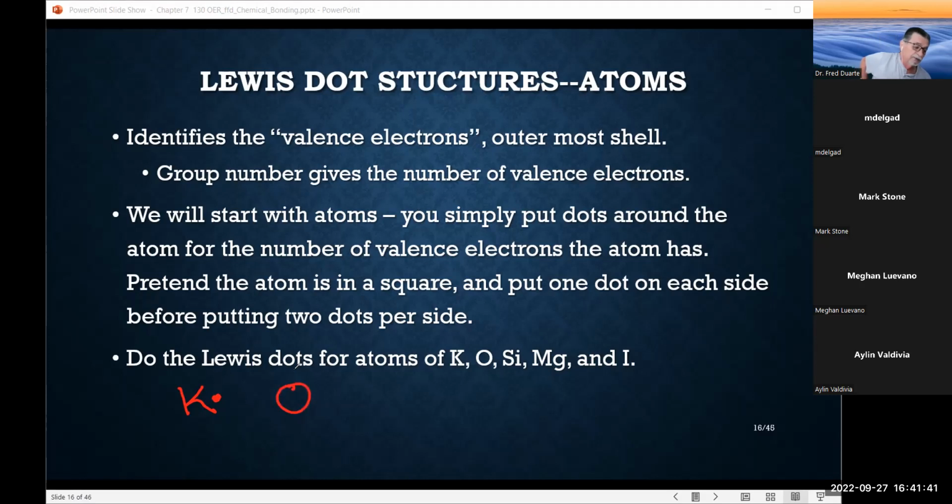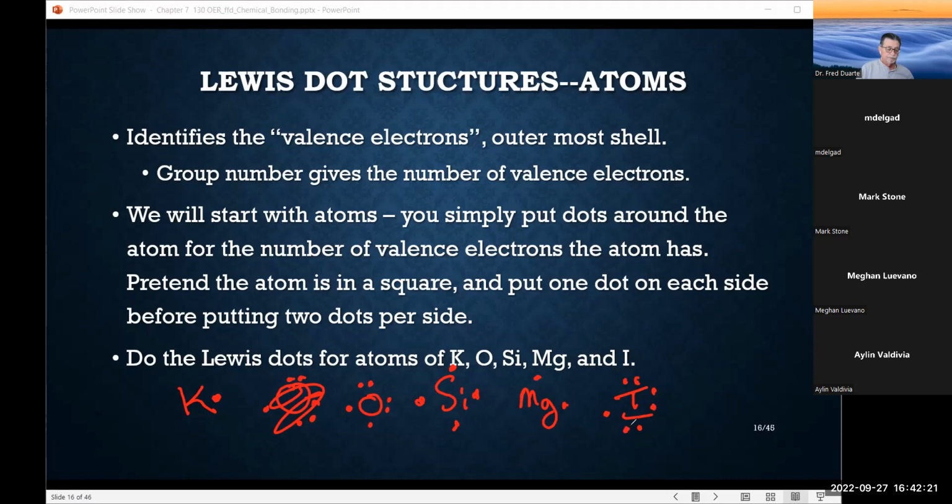Oxygen is in group 6. So we go 1, 2, 3, 4, 5, and 6. Let me draw that a little bit better. 1, 2, 3, 4, 5, and 6. All right. And then we have silicon, group 4. We have 1, 2, 3, and 4. Magnesium's in group 2, so we have 1 and 2. And then we have iodine in group 7. We have 1, 2, 3, 4, 5, 6, and 7.